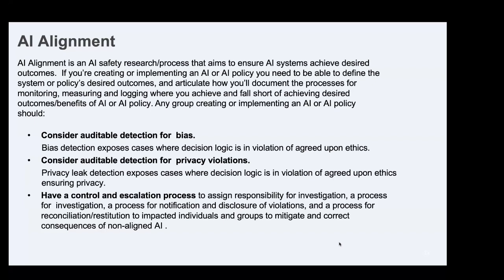Finally, you'll need to have a control and escalation process. Many of us have received a notice in our email or a hard copy mail. Your data has been part of a data breach at your bank, at your hospital, at your streaming channel. What happens next? You need to assign a responsibility for investigation, a process for that investigation, a process for notification and disclosure of any violations, and a process for reconciliation or restitution to impacted individuals and groups so that you can mitigate and correct the consequences of non-aligned AI.